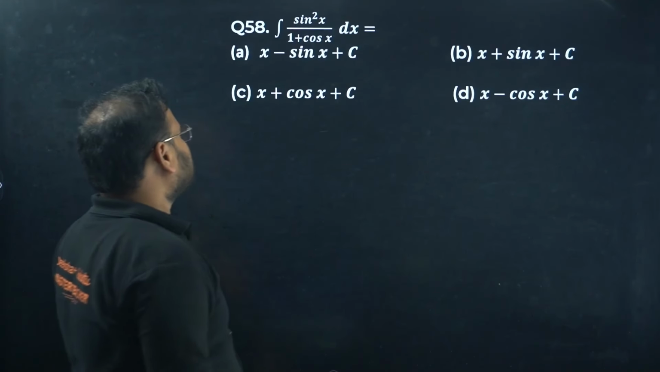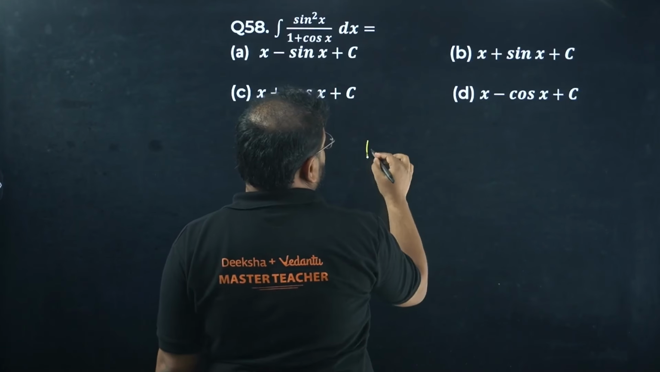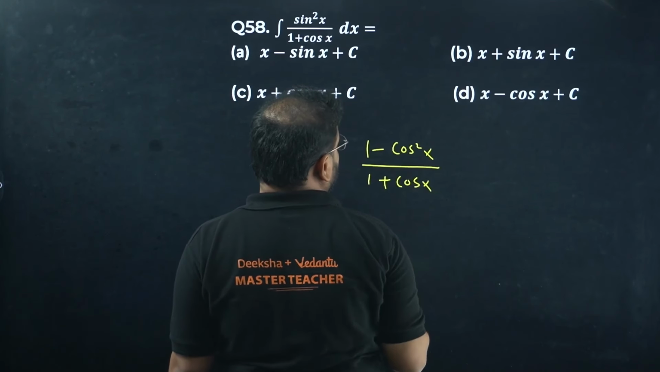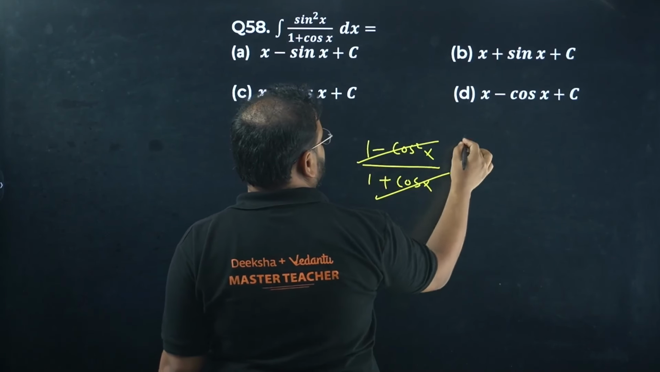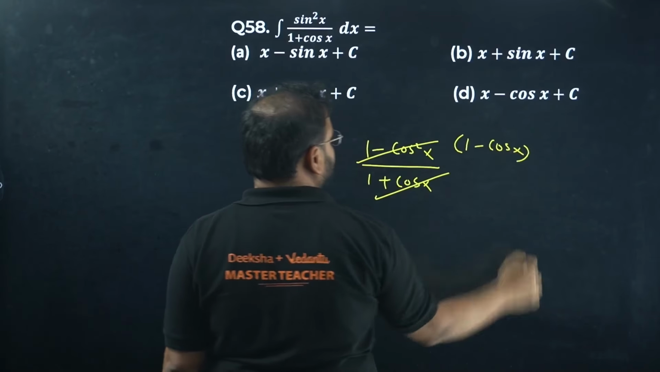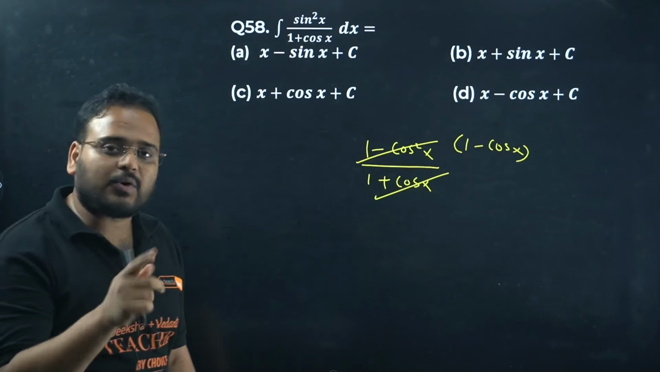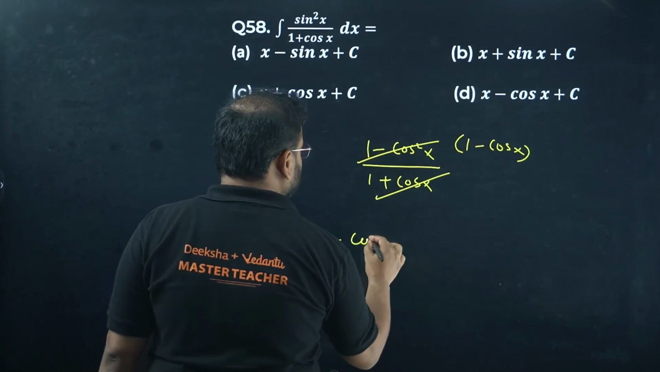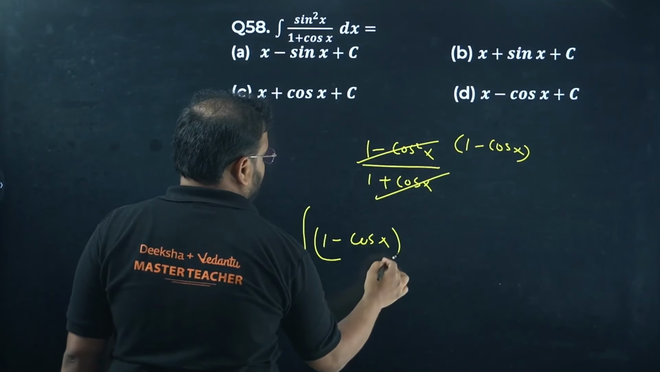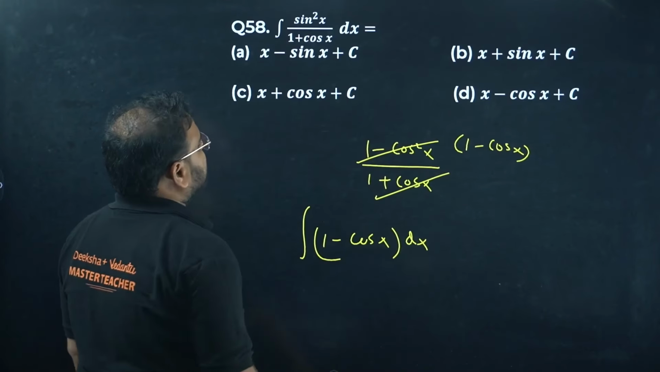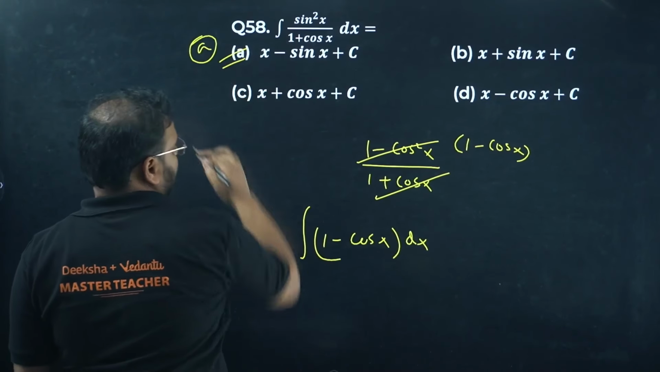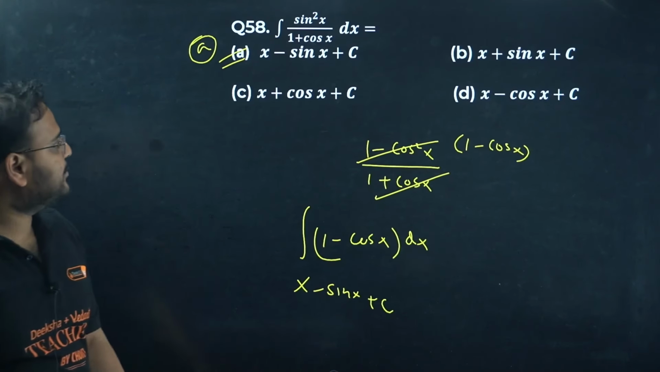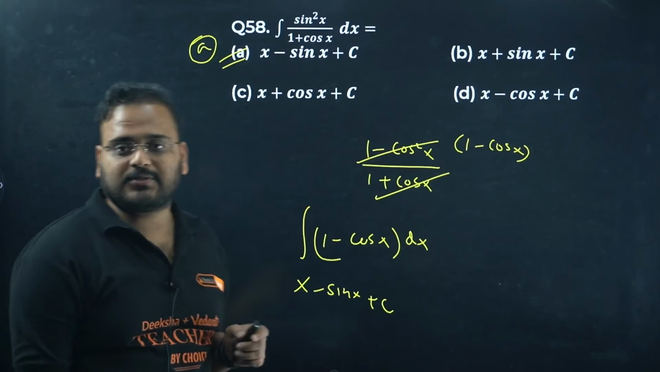Sine square over 1 plus cos x. Okay. Write sine square as 1 minus cos square x. 1 plus cos x we have. If you cancel these, you'll get what? 1 minus cos x left. Because 1 minus cos square is nothing but 1 minus cos and 1 plus cos. I'm cancelling 1 plus cos. Now integrate 1 minus cos x. You'll get the answer as x minus sin x plus c. Please check. Answer is option A.